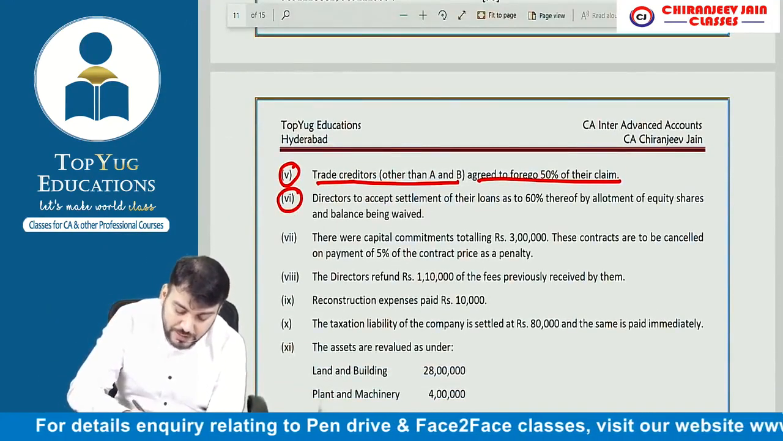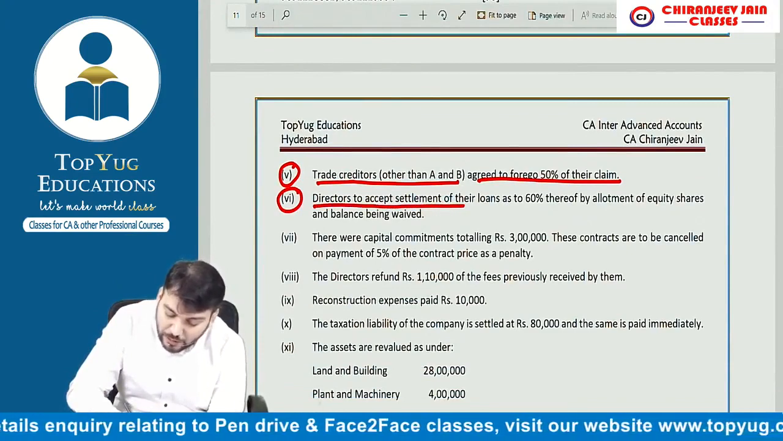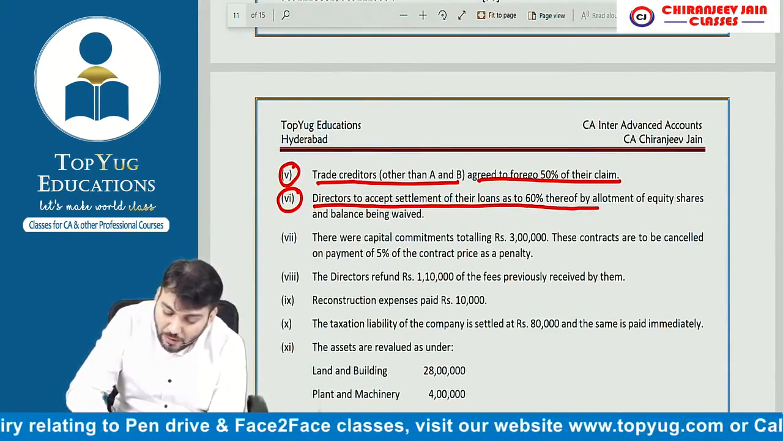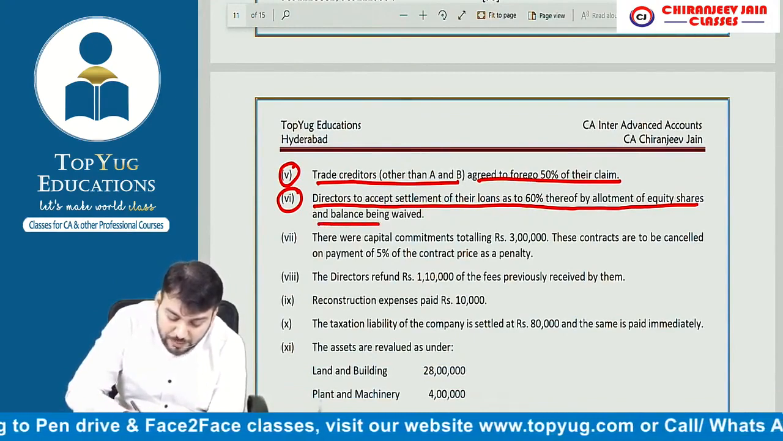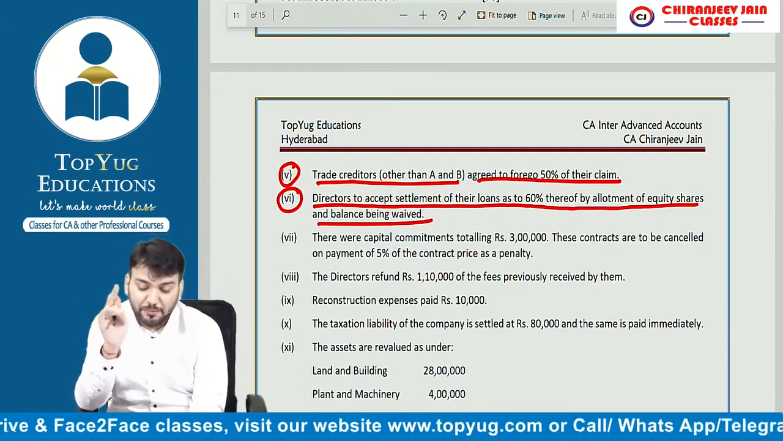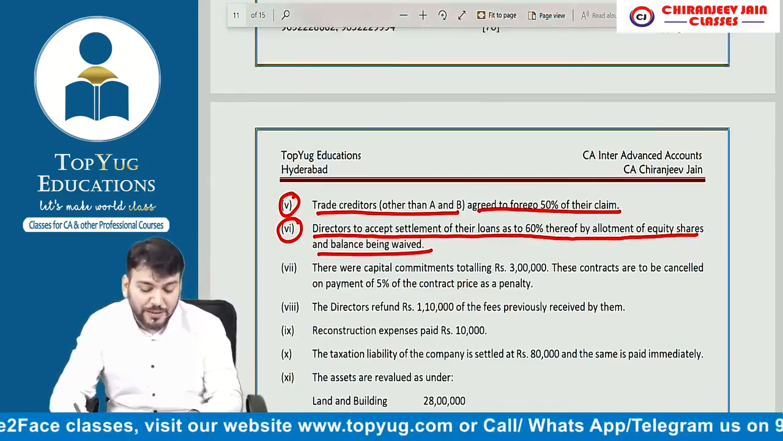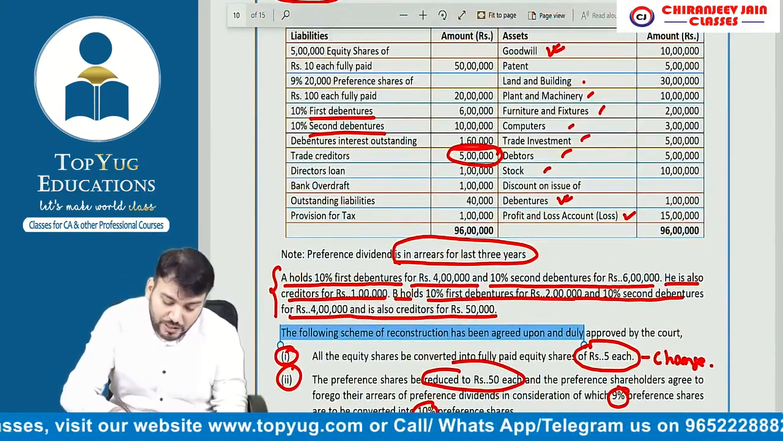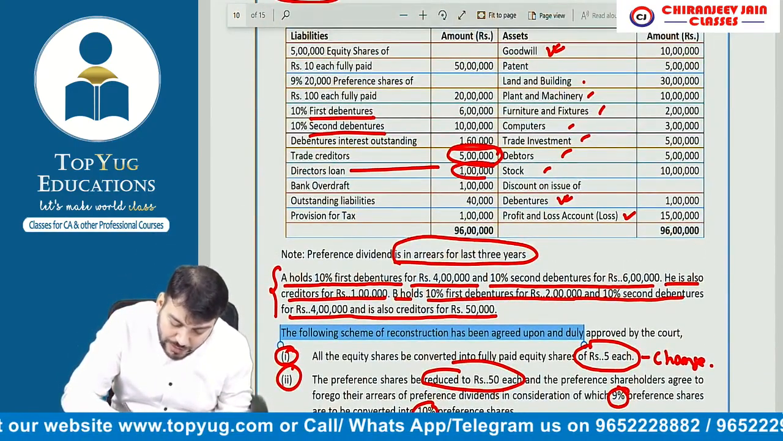Then point number 6. Director to accept settlement of their loan as to 60% thereof by allotment of equity shares and balance being waived. That means 60% for equity shares and balance being waived. So how much is the total directors loan, let's check? Total directors loan is 1 lakh. So do it.